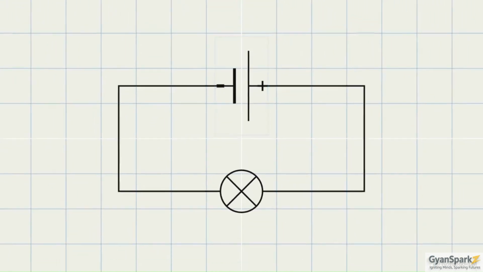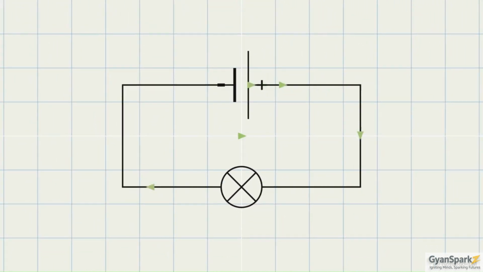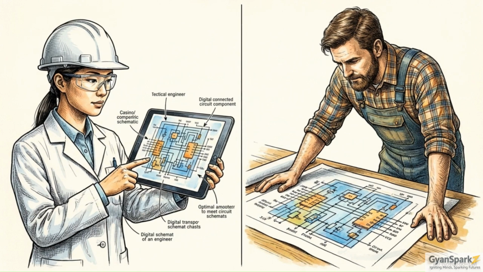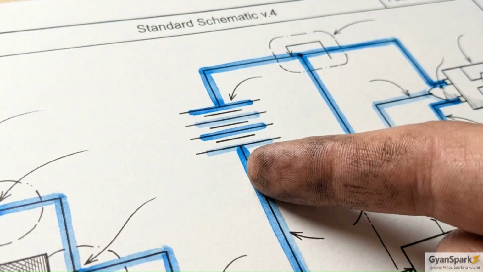By convention, we map the electric current as flowing out from the positive side, around the loop, and back to the negative side. Because these standard symbols are used worldwide, an engineer in Tokyo can read a circuit diagram drawn by someone in Berlin, perfectly understanding how to build or troubleshoot the system without needing to speak the same language.